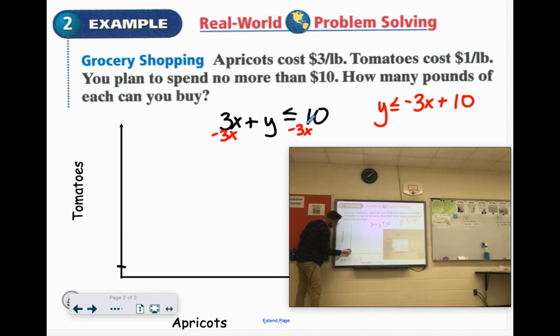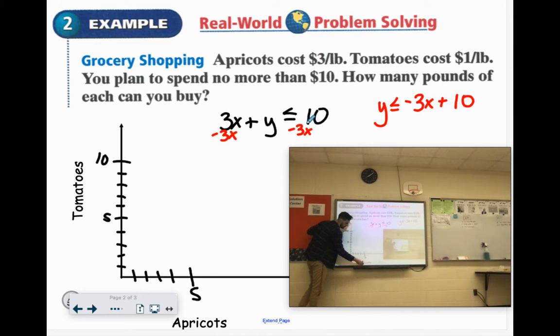So let's count 1, 2, 3, 4, 5, 6, 7, 8, 9, 10. And let's go 1, 2, 3, 4, 5. And that'll be enough for this one. So we would start at 10, and our slope is negative 3, so we go down 3 over 1, down 3 over 1, down 3 over 1, and then the next one would go off of our graph. So this is a solid line.